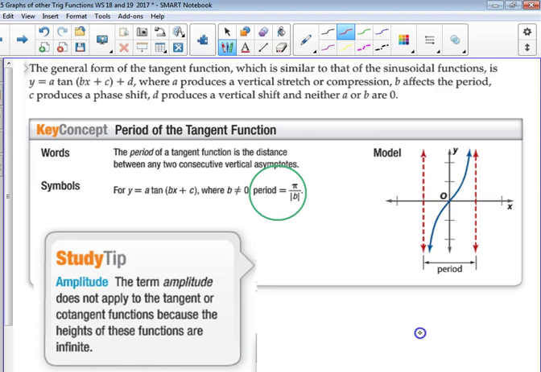All right, I'm going to go back here. It says the period is pi, so any change in period will be pi divided by b.